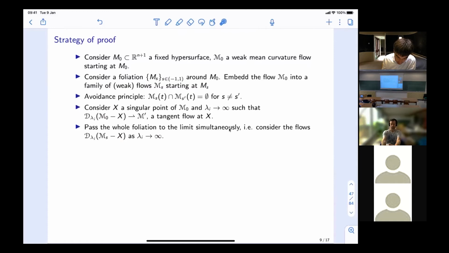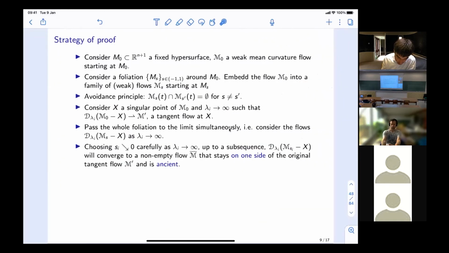Okay, so what you can do now, you can choose this sequence s_i here. You see carefully as it goes to 0, as you do this blow up, then you look at these. What you do is you choose this s_i so that this flow here has always distance 1 to the origin in space-time. That's the idea. If you take distance 1, then after taking this limit of rescalings, you will see something. It has not escaped. There is something, but you see what you get here, this converges to a flow which is on one side of this tangent flow.